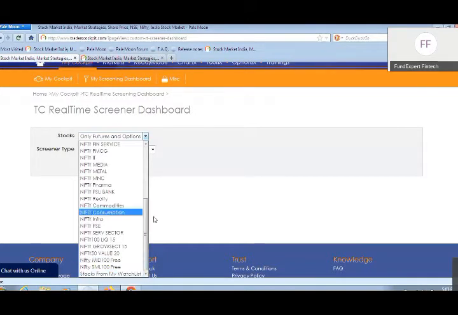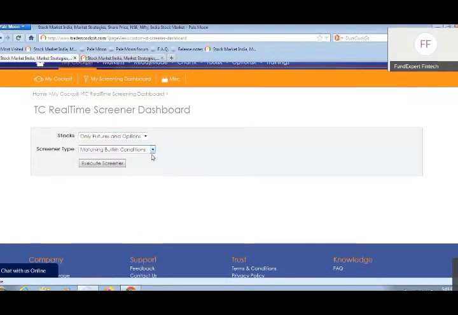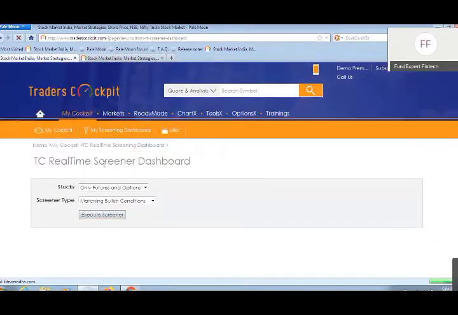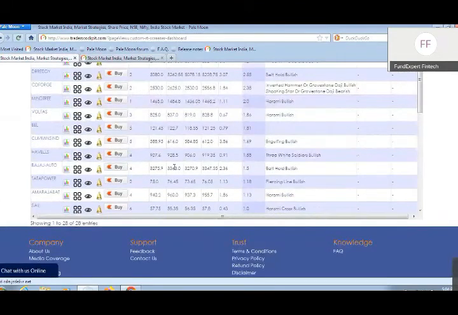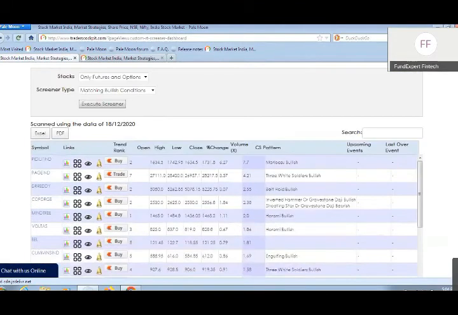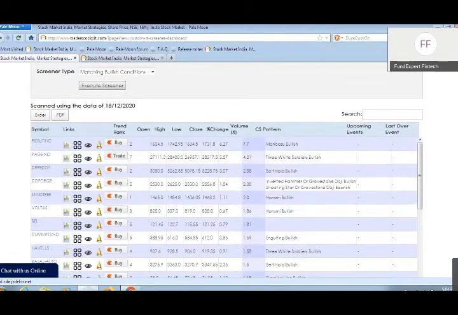So for example purposes, I'll be taking only the FNO stocks here, and in the screener type, you'll find two different categories, namely stocks matching bullish conditions or stocks matching bearish conditions. Now, for example, if you want to see BTST, buy today, sell tomorrow, then you can click on this execute screener button, and it will show you a list of stocks downside, where a volume breakout has been there with a particular candlestick pattern also.